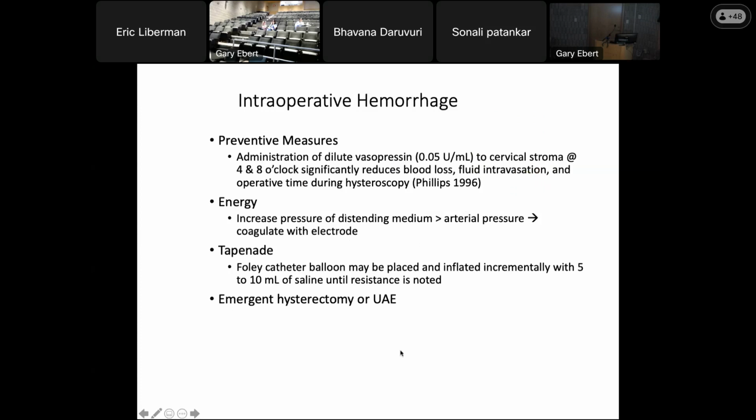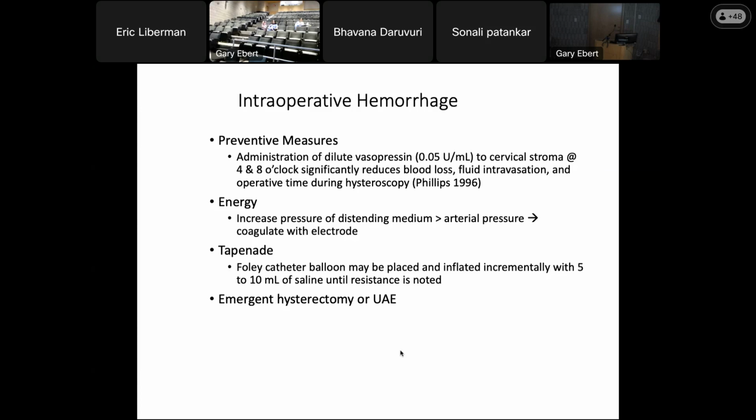Intraoperative hemorrhage, this would most likely occur during resection of fibroids. When you do the resection of fibroids, you often open up large venous channels, which allows more intravasation of fluid. So do you want to really avoid intraoperative hemorrhage? You can administer dilution of vasopressin into the cervical stroma. That's been studied and has been found to decrease hemorrhage. Like I was saying, using bipolar energy for resectoscope or operative hysteroscopes, you're able to cauterize the bleeding vessels as you go to decrease bleeding. With the mechanical morcellators, you do not have that ability.